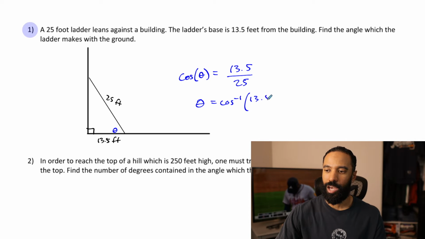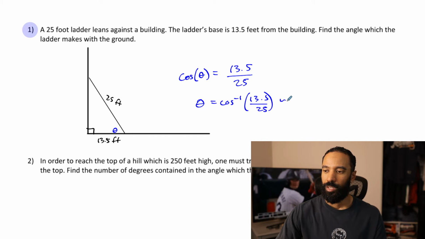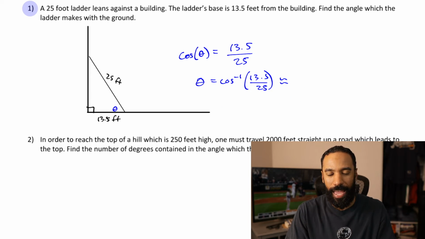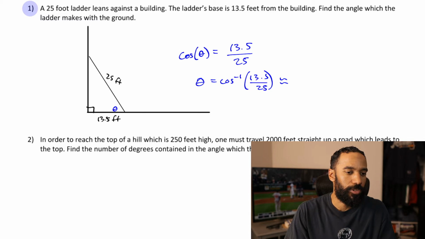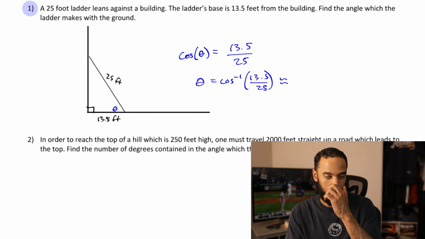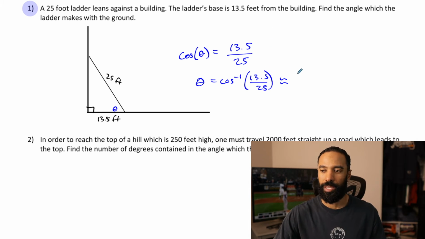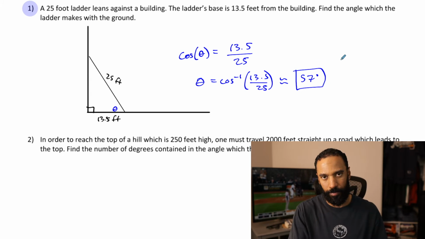Now, these are degrees. It's a word problem, but like any other angle measure, the answer is degrees. Word problem or not. So inverse cosine of 13.5 over 25, my answer is not in feet. It's an angle measure that I'm looking for. Just keep in mind, this is 57.3. I'll just say 57 degrees. We seem to have been doing angles to the nearest whole degree.